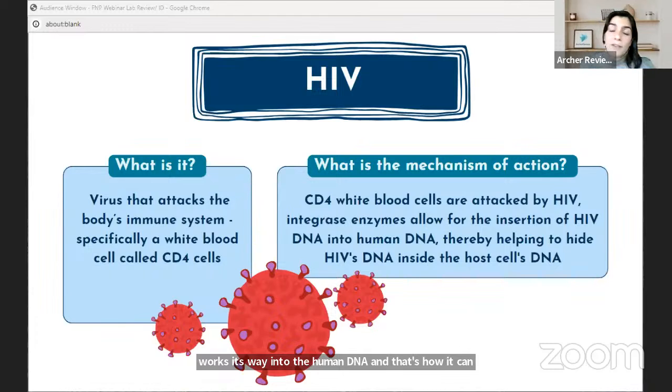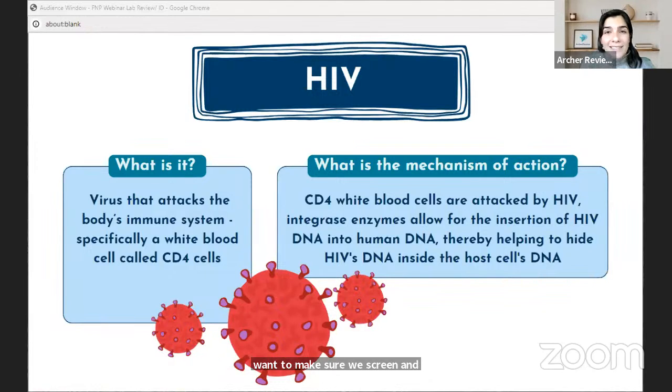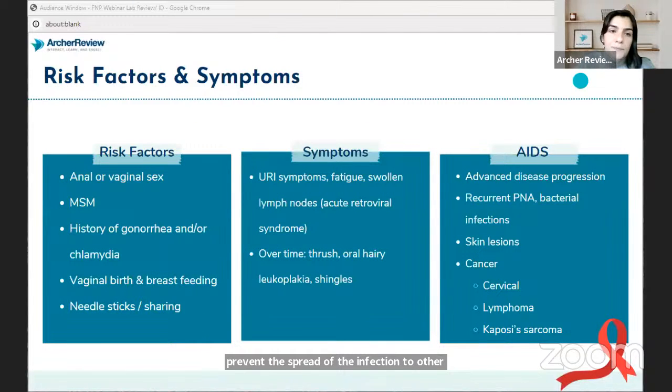So patients might feel really well for a really long time, and if you're not screening them, then they're going to progress and get sicker and advance through the stages, and we'll talk a little bit about the stages of HIV as well. But patients at high risk for HIV can develop and acquire other infections or diseases. So we definitely want to make sure we screen and treat to not only help our patients not advance in the stages, but also prevent the spread of the infection to others.